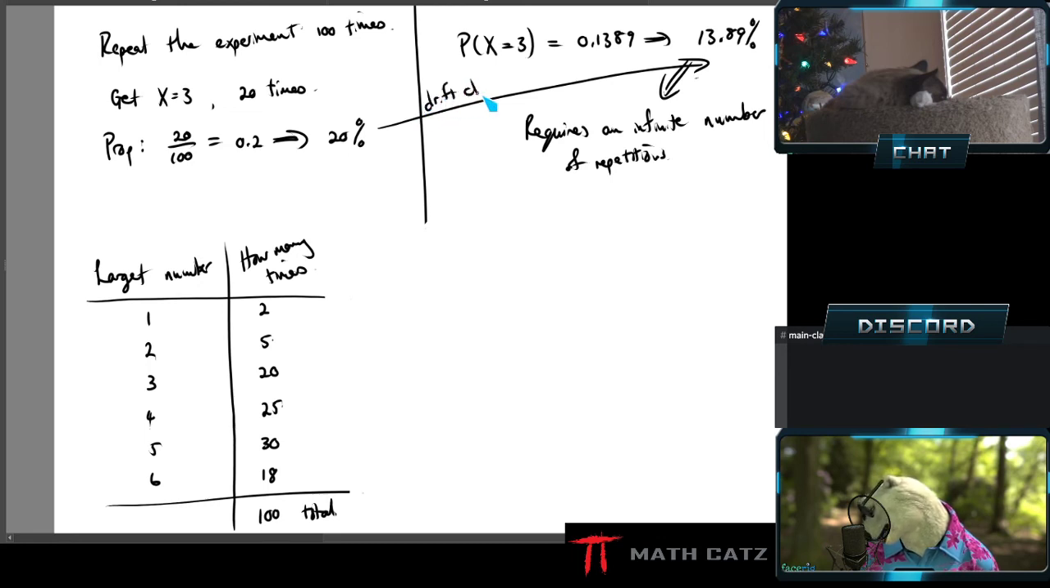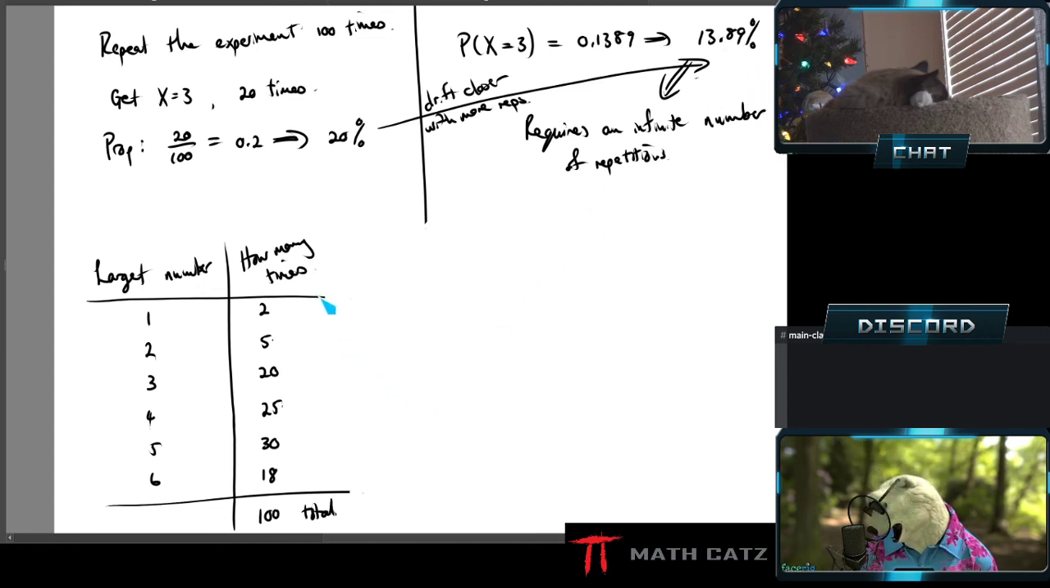Drift closer with more reps. If I do fewer, I could get extremely lucky and be right on this. Probably not. I could be much further away with fewer repetitions. For example, if I roll the 2 dice once and I happen to get a 3, that's 100% of the time. It's not a lot of repetitions. I'm far away from this theoretical ideal.